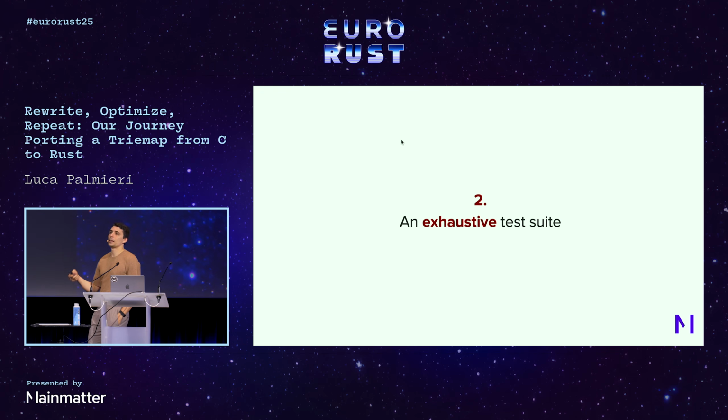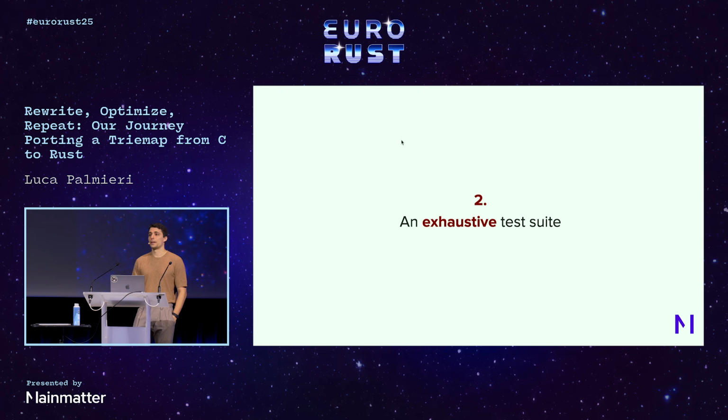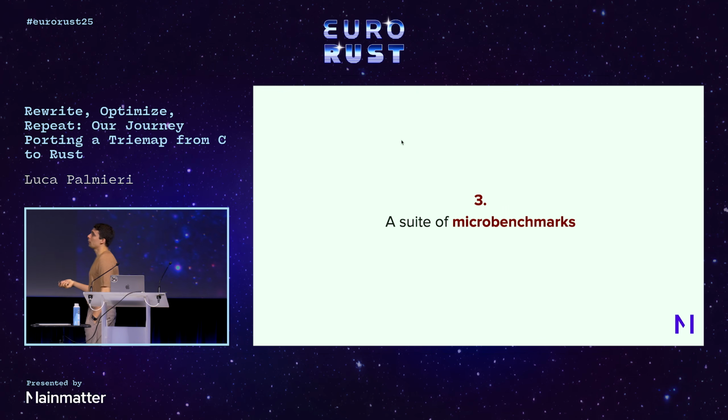Now, the C implementation had a bunch of tests already, I think 80-something percent coverage, but we added a lot more to get as close as possible to 100%, as well as property-based testing, to give us something a little bit more robust.